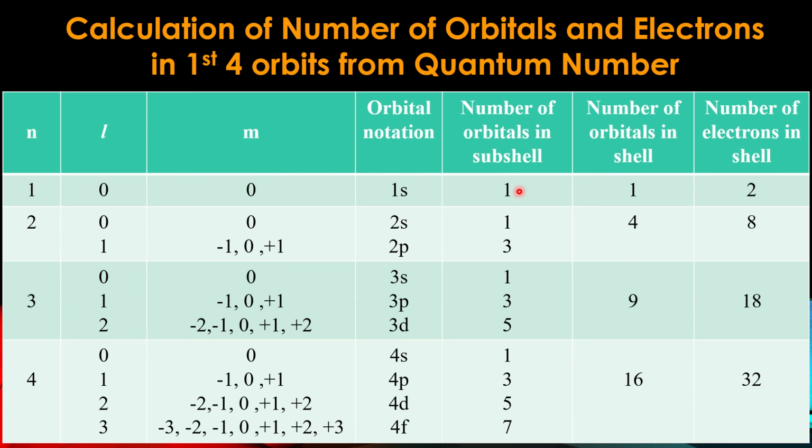And number of orbitals in this subshell, the 1s orbital, there is only 1 orbital. We get this value from the value of m. And in this total shell there is no other orbital. So in shell 1 there is only 1 orbital, that is 1s. And number of electrons in the shell: I told you that in every subshell there are total 2 electrons. There is only 1 subshell, so the number of electrons is 2.